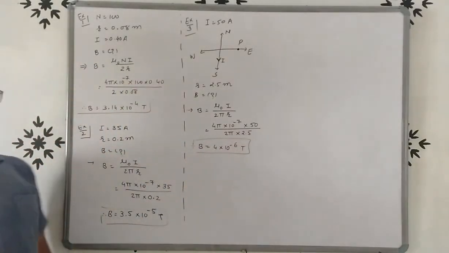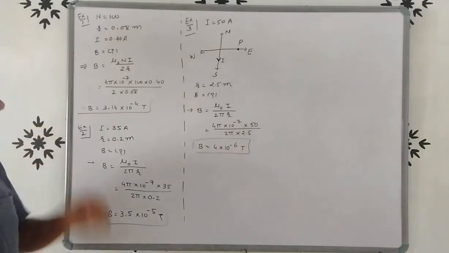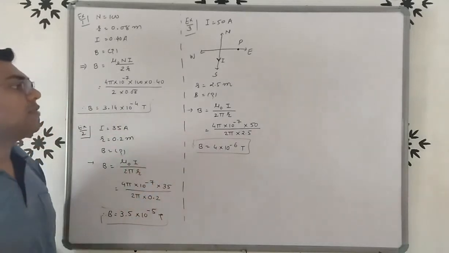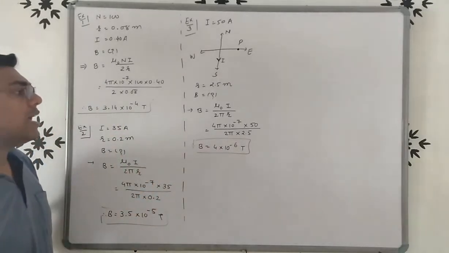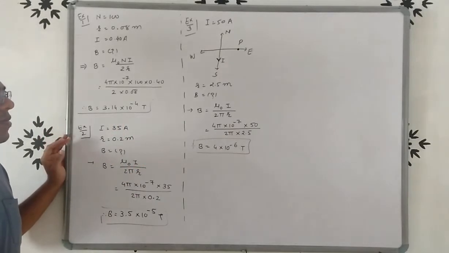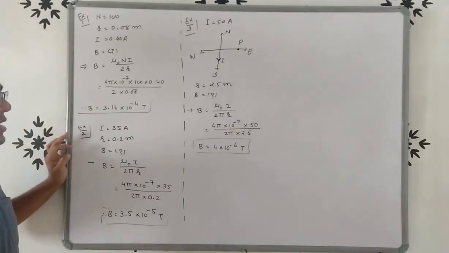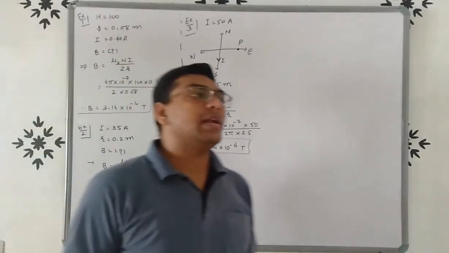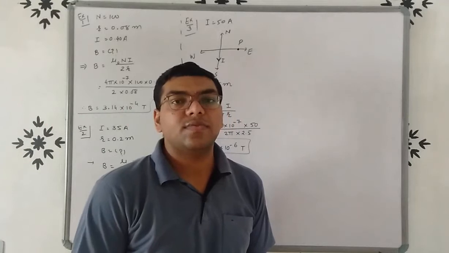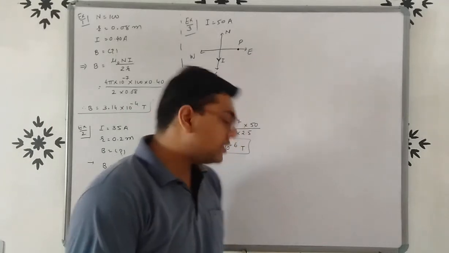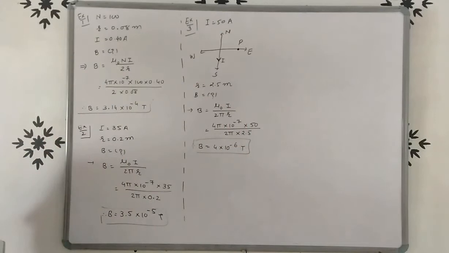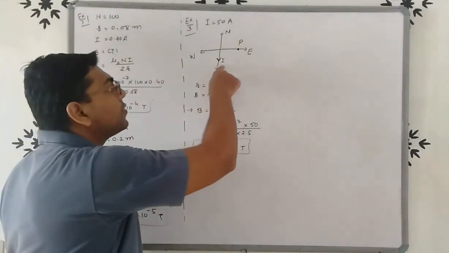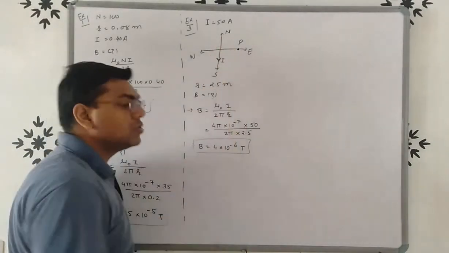So simply we use the formula of magnetic field at a certain distance r. B is equal to mu 0 I upon 2 pi r. After putting the values of mu 0, I, pi and r, we will get B is equal to 4 into 10 raised to minus 6. Now to find out the direction of magnetic field, we use the right hand rule. Right? What is the rule? So here the direction of current is from north to south.